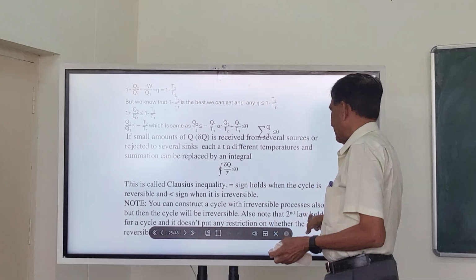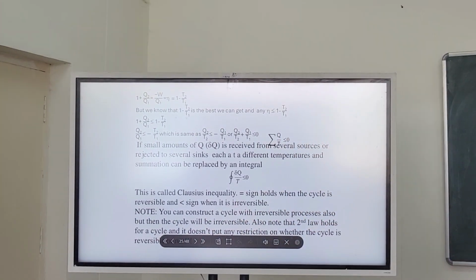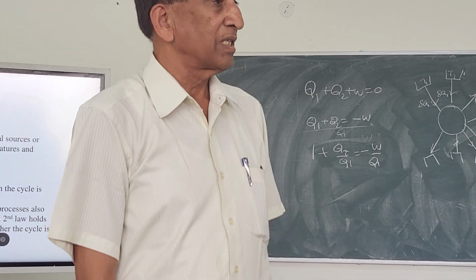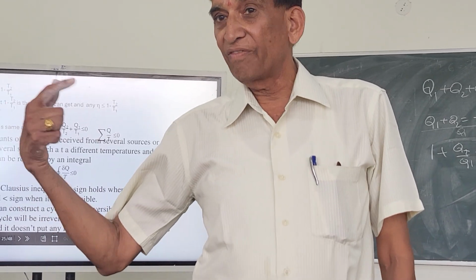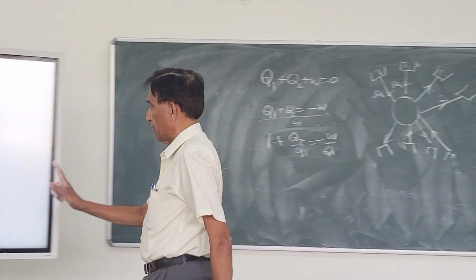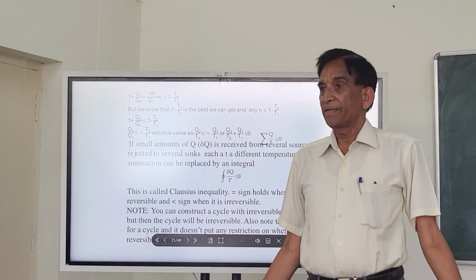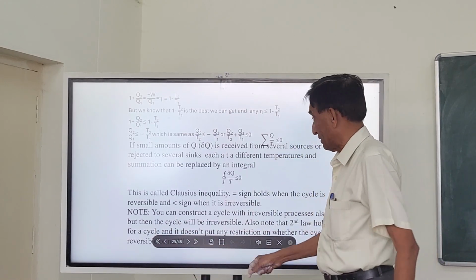Also note the second law holds good for a cycle, and it doesn't put any restriction on whether all the processes have to be reversible. Later on, when we do refrigeration, we will see that one of the processes in the refrigeration cycle is an irreversible throttling process. But still it is called a vapor compression refrigeration cycle, so we will be using that later. Okay, now is it clear? A cycle need not have all reversible processes. It can, but at least there has to be one reversible process, otherwise you can't complete a cycle and come back.